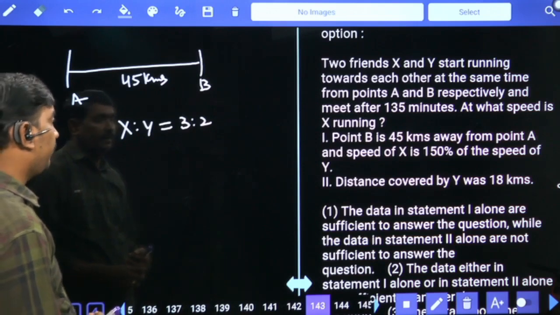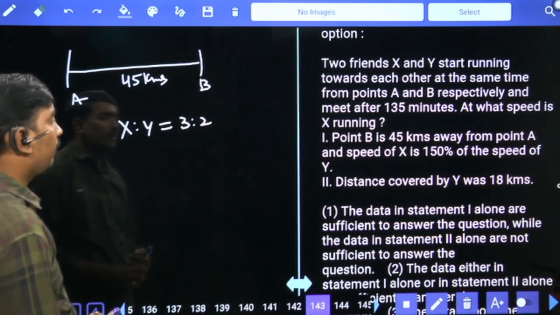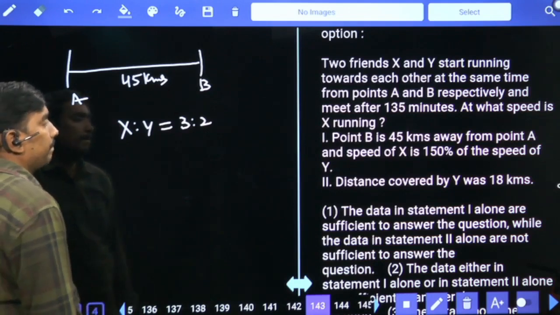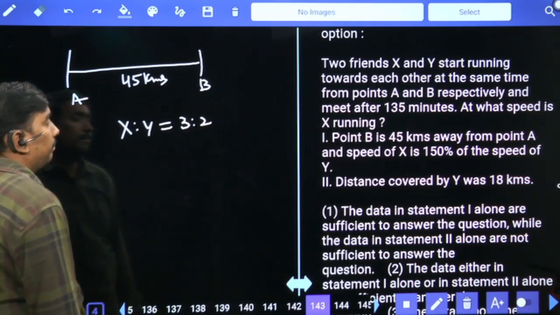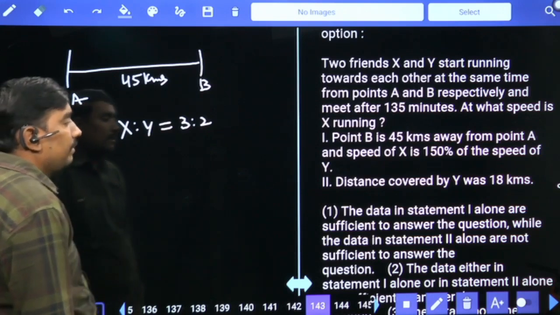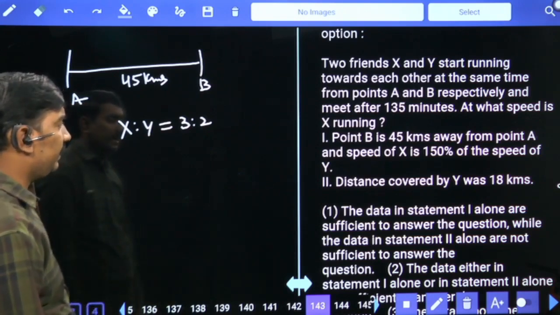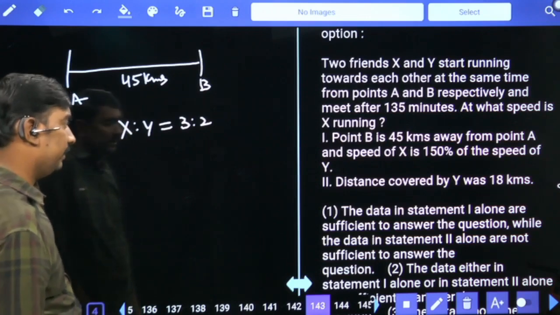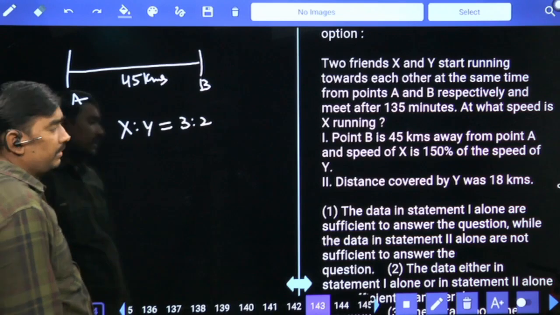Both are started at the same time. At what speed is X running? Okay. Distance covered by Y is 18 kilometers. By combining 1 and 2, here also we got the answer.